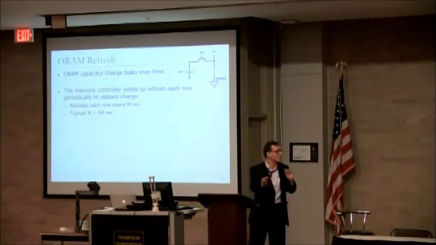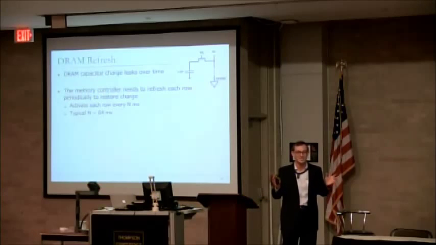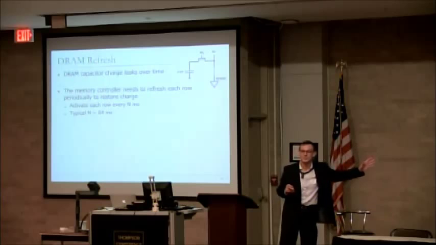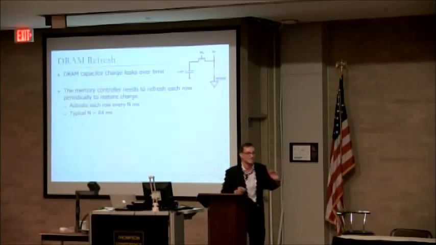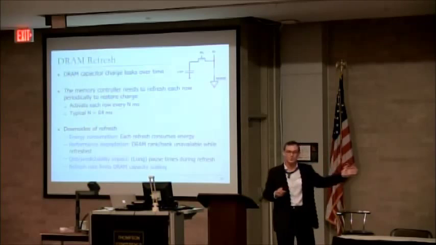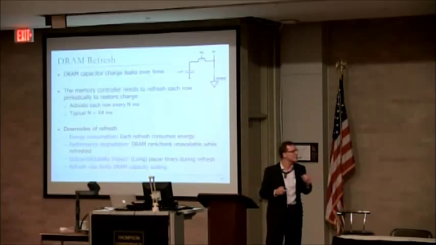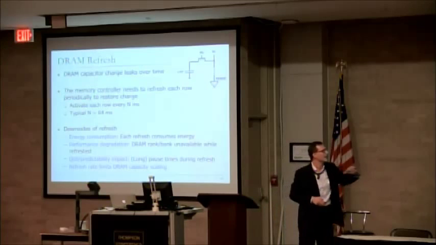If you look at Matteo's MareNostrum supercomputer, it has 100 terabytes of memory. It's almost 2 to the 50 bytes. Basically, a row is 2 to the 13 bytes. So you're refreshing about 2 to the 40 rows every 64 milliseconds. That's 1 tera rows. That's a lot of waste in terms of energy. Performance degradation: when you're refreshing, you cannot access memory, or at least parts of memory. You get quality of service impact, and the refresh rate actually limits DRAM capacity scaling.